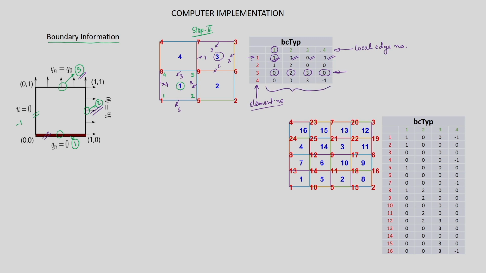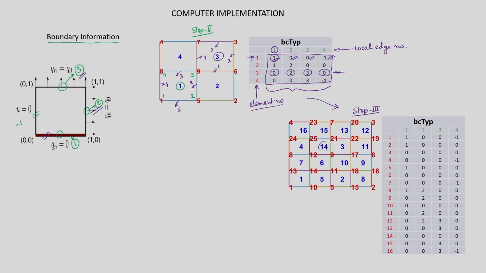The first column and the first row are not stored, only this part of the matrix is stored, knowing that the row corresponds to the element number and the column corresponds to the local edge number. The same thing has been repeated for step 3. In fact, we have to do it for all the steps.